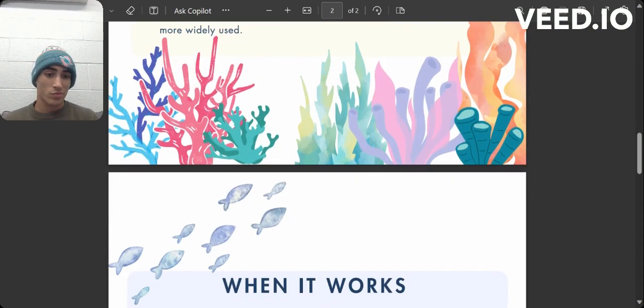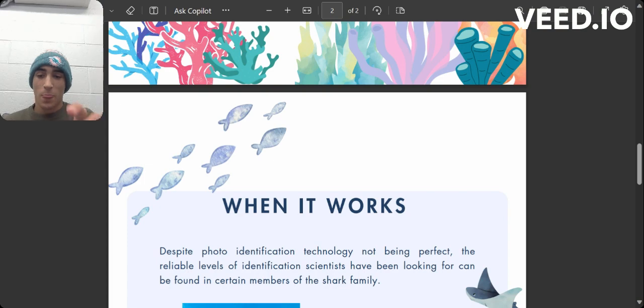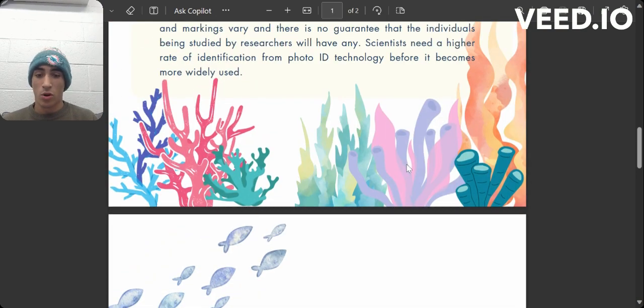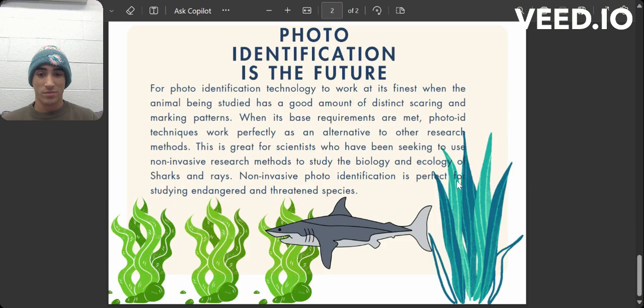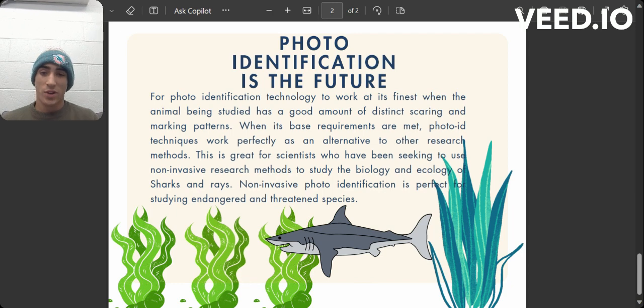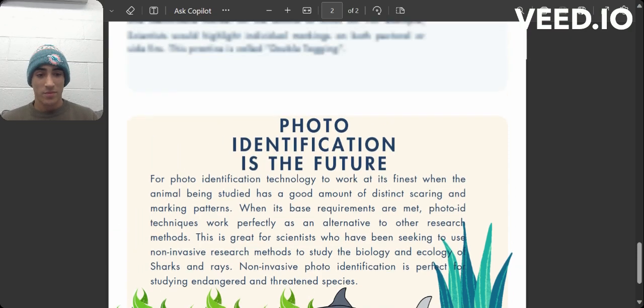And that's why I chose colorful coral and the formatting with these pictures, hoping to keep the kids engaged, which is what I attempted to do in my original project. So yeah, that's it.